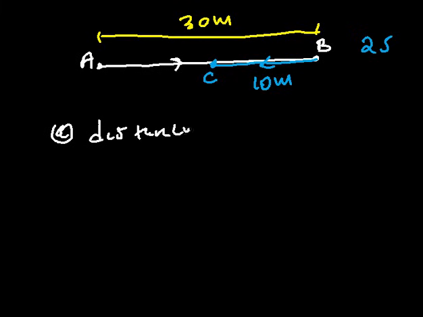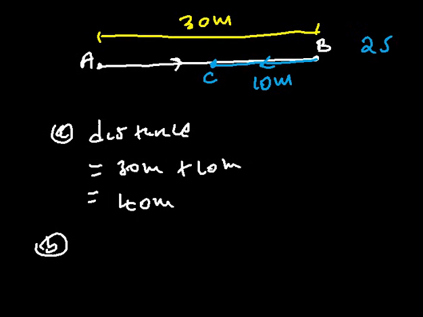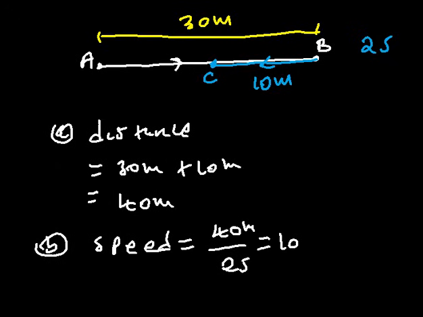In the case of the distance, we look at the total length of the journey. From A to B, that is 30 meters, and from B to C, that is 10 meters. Therefore, the overall distance is 40 meters. And how about the average speed? Average speed is distance over time, that is 40 meters divided by 2 seconds, which is 20 meters per second. That is the speed.